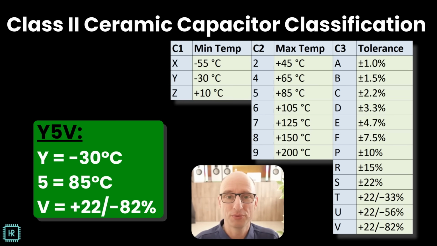Class 1 is not an issue, they're rock solid. For class 2, the designator can tell you exactly what temperature degradation you can expect. You can see it in this table. So each character tells you something. The first character tells you the minimum temperature, the second character tells you the maximum temperature, and the third character tells you the capacitance tolerance that is allowed to occur within that temperature range. You can see how it works in the example in the left bottom.